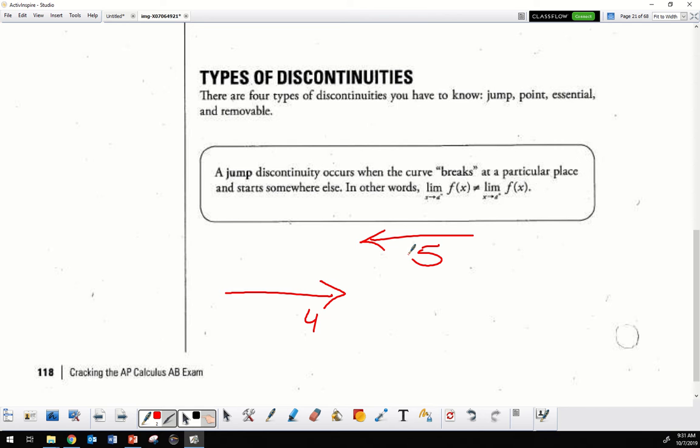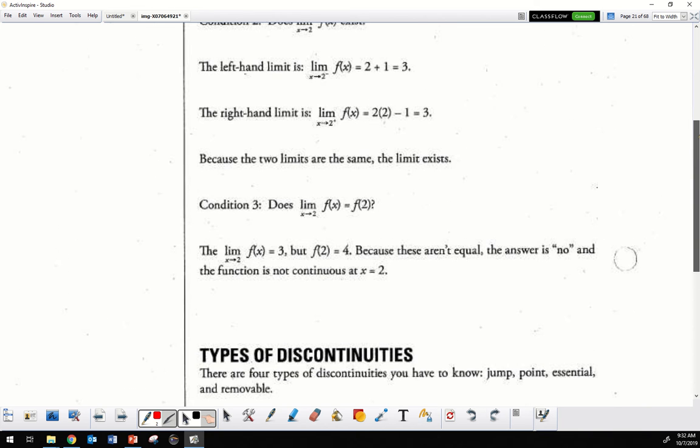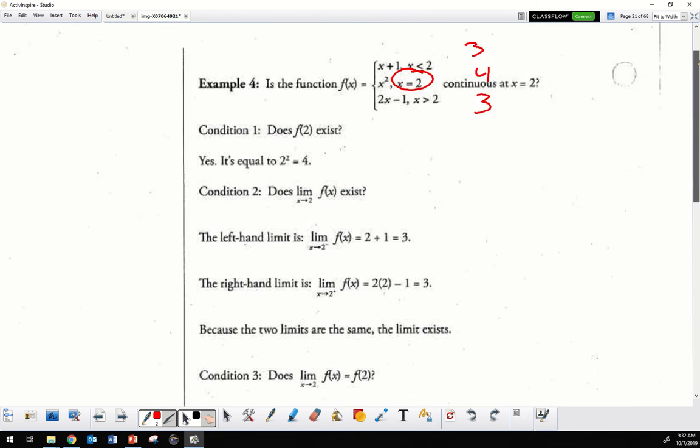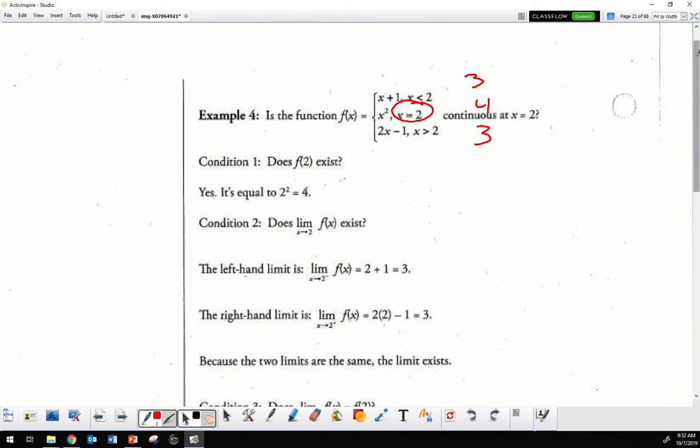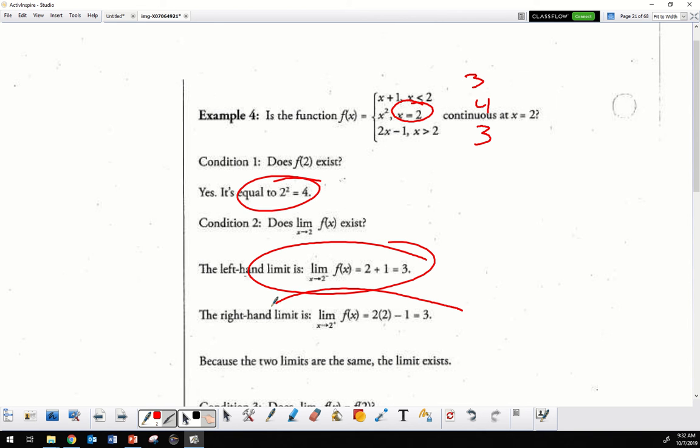Mr. Pachi? Yes. I have a question about the last one. Why do they say it does exist? What part? It's equal to 4. Okay, the limit here, left hand is equal to 3. The right hand is equal to 3. But because the two limits are the same, the limit exists, right?